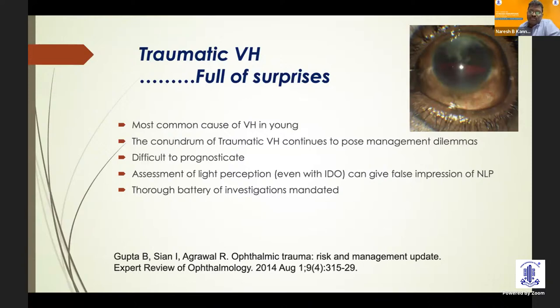It is one of the commonest causes of vitreous hemorrhage in active young people. And it is very difficult to manage these cases, because we have a lot of diagnostic dilemmas as well as management dilemmas.